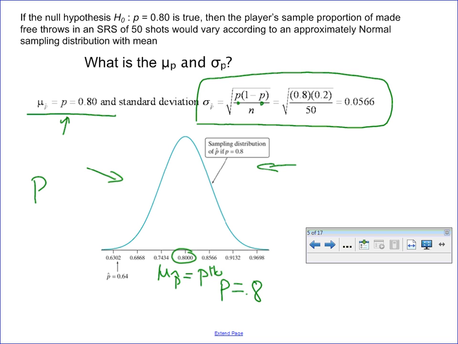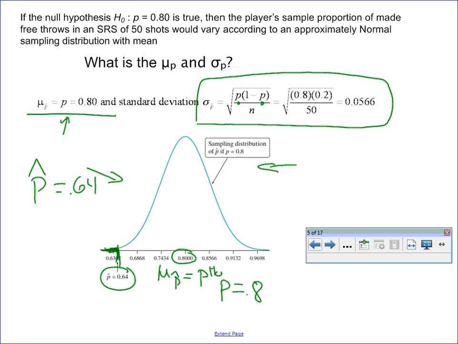Now in our sample, we actually got a p hat of 0.64 right here. And so the question is, what is the probability that I would get a value of that or lower? And so what we would do is go to our z-table and ask ourselves, what is the probability of getting that value or lower? Actually, I'll show you this because you can use the table, or you could use your calculator. We have a normal distribution up on the board, so we can do a normal probability calculation on it.